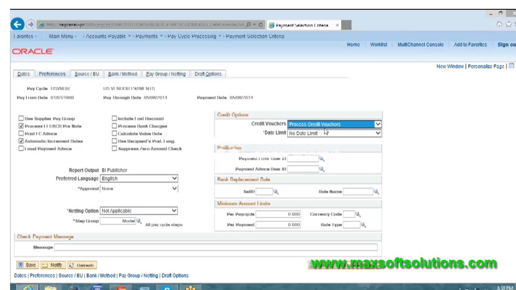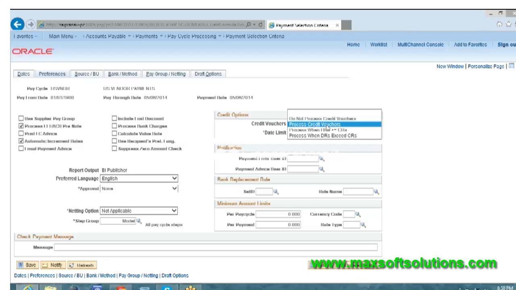If I use the option called process credit vouchers, then it will immediately adjust, and if any balances are there, it will make the payment to the vendors. There is a third option, process when the debit is less than or equal to credit. That means when you run the pay cycle, it will see whether the debit balance is less than or equal to the credit balance, and only then include it. And the fourth option is process when the debit exceeds the credit.